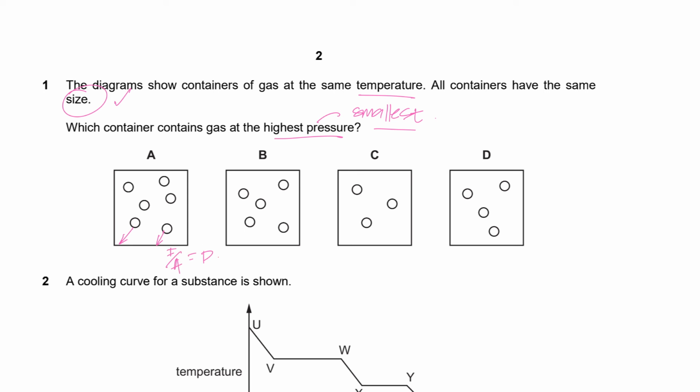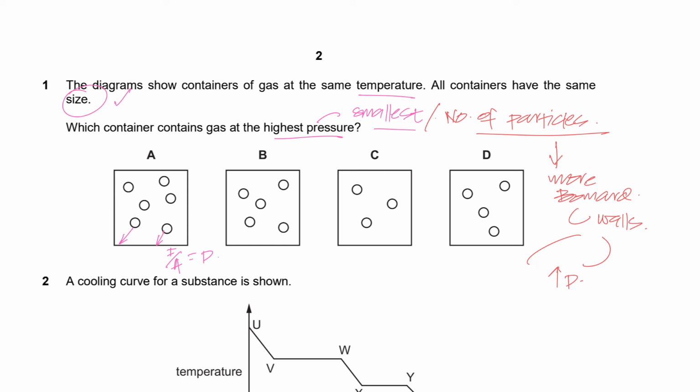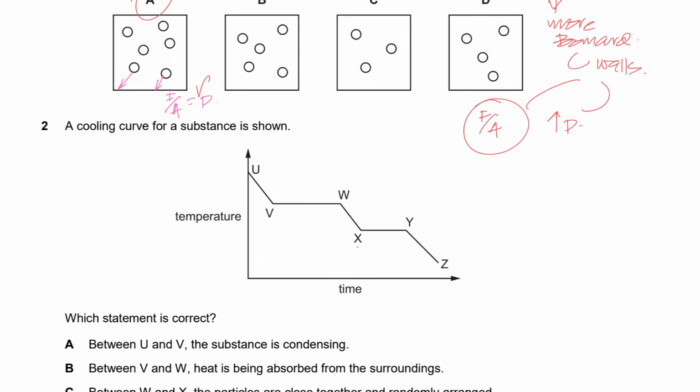But he's saying that the size is the same. So now what is the other thing that you guys should keep in mind if the size is the same, which would affect the pressure? That's obviously the number of particles. If you have more particles in a container, that would mean more frequent collisions or more bombardments, right, with the walls of the container. And more bombardment with the walls of the container means more pressure, because you would have more force per unit area, right? So if you check all of these containers out, you have A, which has 6 particles, B has 5 particles, C has 3, and D has 4. So A has the most particles, therefore it would exert the most force per unit area, and therefore exert the highest pressure. Now a cooling curve is shown.